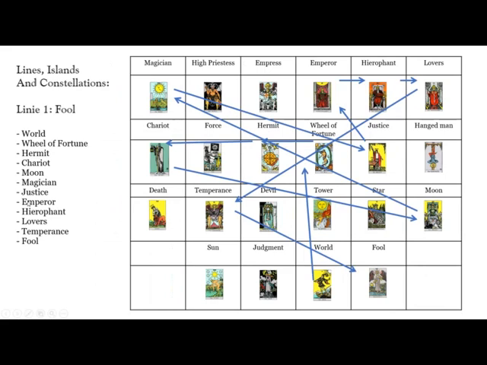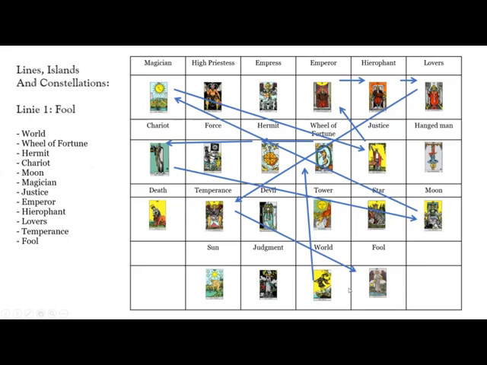If there are more than one line, there will be islands, there will be constellations. Just to be sure, this is a reading I put up so that I have islands, that I have constellations. Not everyone has more than one line. Not everyone has islands. Not everyone has constellations. It's just to give you all the examples. So what we're doing here is we walk in the way of the Fool.